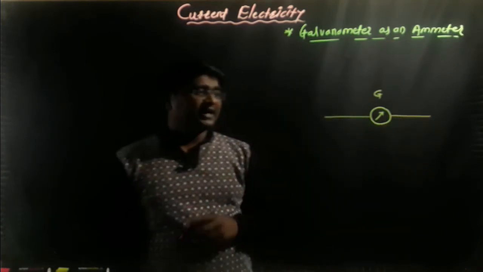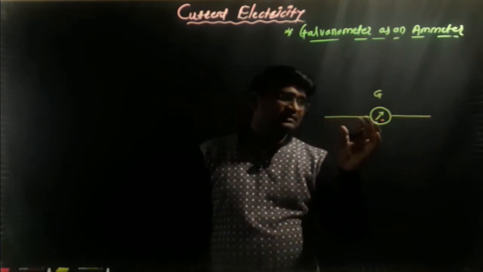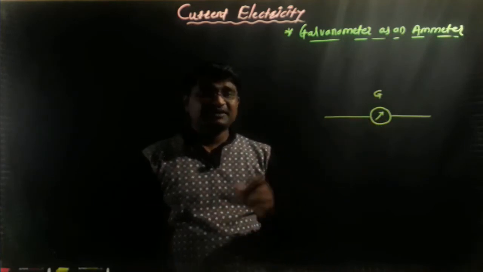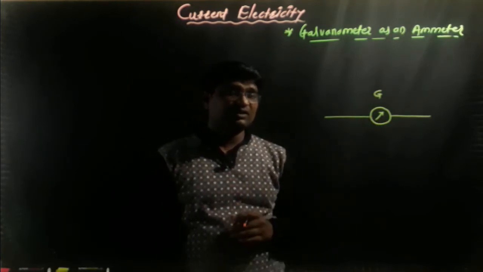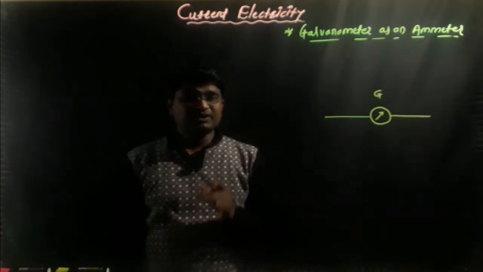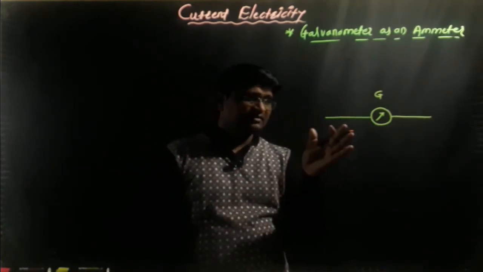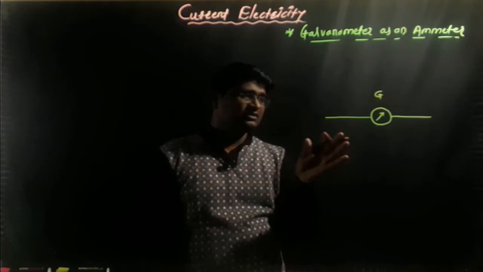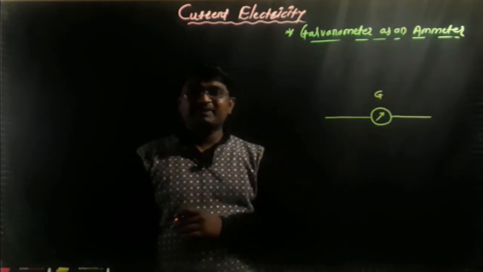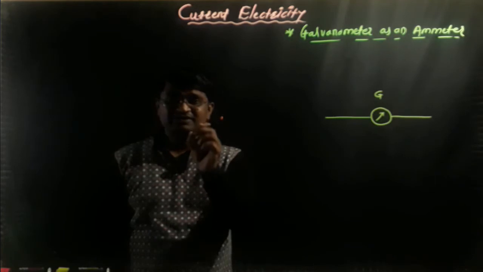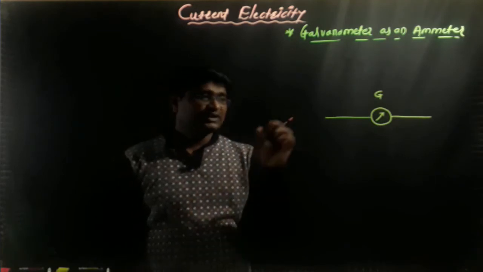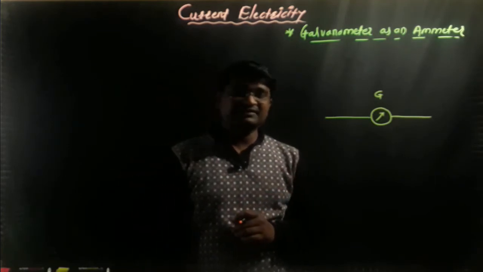Okay, and we know that this galvanometer detects very weak electric current, a very small amount of electric current. So initially, we are discussing what happens due to the modification: a large amount of electric current will be passing through it. So it is a very simple way to increase its capacity for electric current.